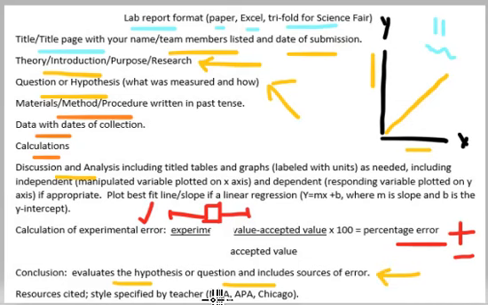Also, make sure you comply with the resource style that your teacher requested: Modern Language, American Psychological, or Chicago style. These can easily be learned about on the internet.